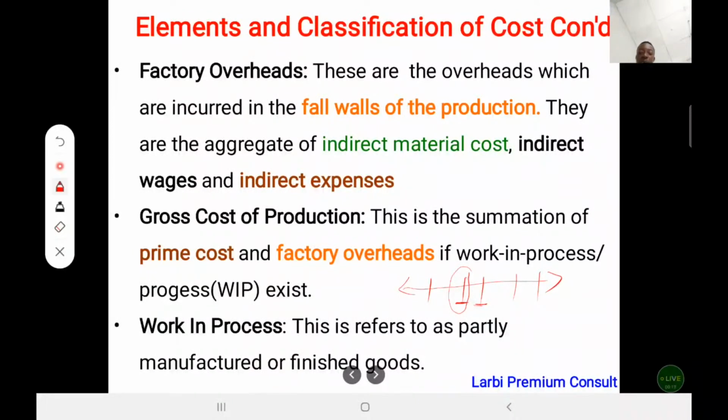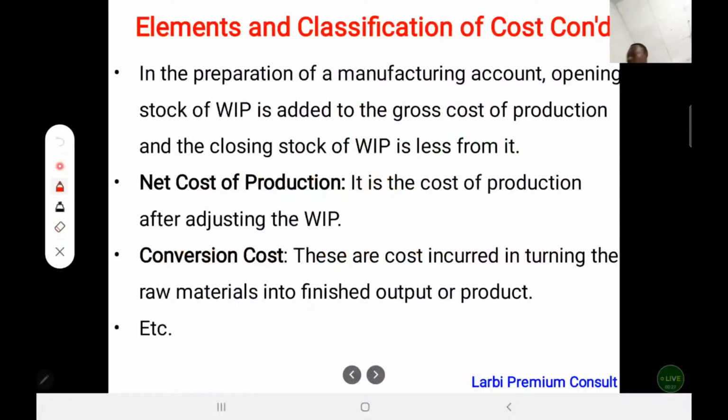So that's how work in progress was defined. That's what we need to know. It's defined as partly manufactured or finished goods. So let's take note of that. And they are just giving more information to it. In the preparation of the manufacturing account, as I've indicated, the opening stock of work in progress will be added back to your gross cost of production.